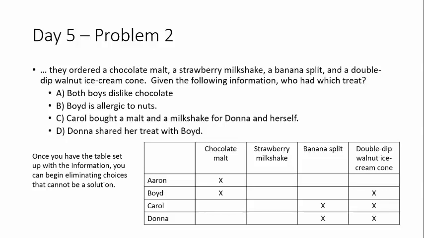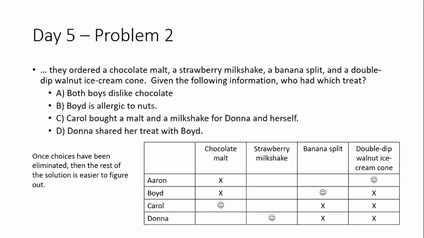That fourth clue, Donna shared her treat with Boyd. Okay, so we're going to go back and see what it is about Boyd. Boyd is allergic to nuts. So we know now that Donna did not share her treat with Boyd. That means that she's not getting the double dip ice cream cone.